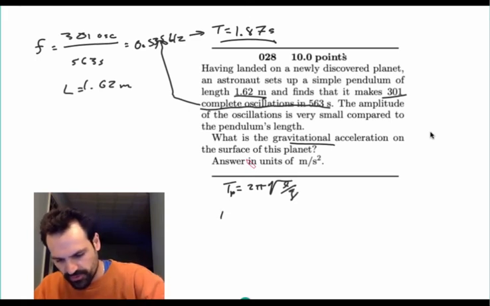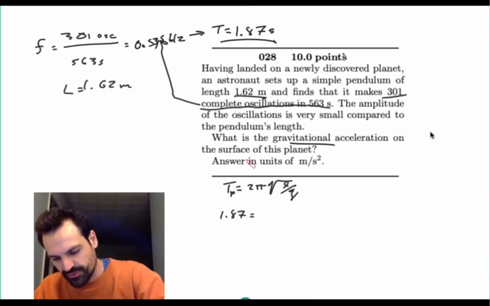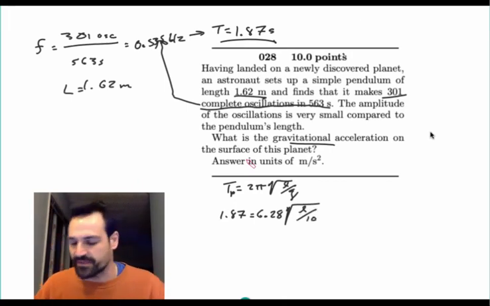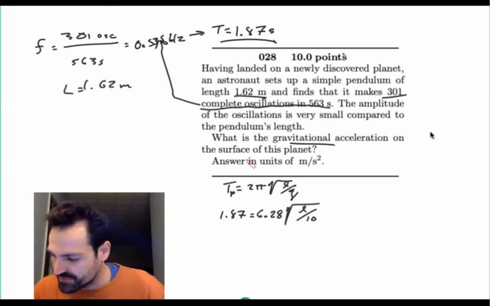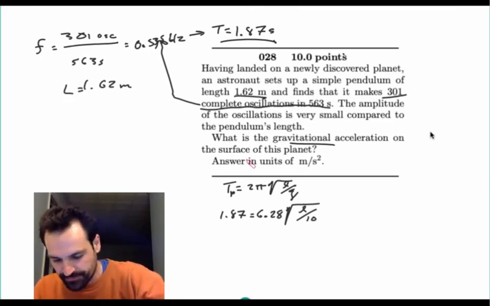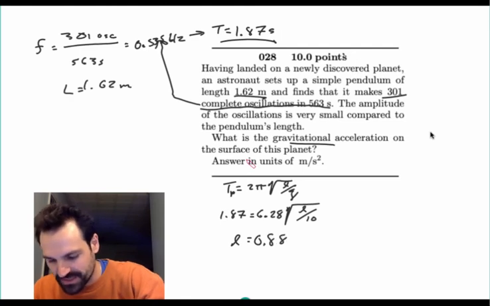We know the period is 1.87 equals 2 pi, or 6.28, 2 times 3.14 times the square root of length over gravity, which in AP1 is always rounded to 10. So 1.87 divided by 2 pi, and then we're going to square both sides of the equation and multiply by 10 to isolate for length. And you should get the length of the string is 0.887 meters long.